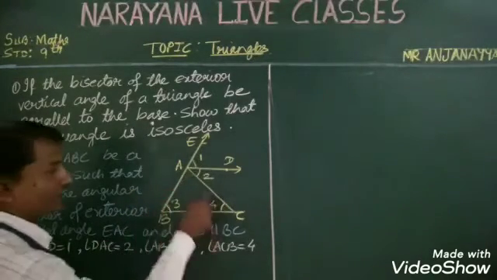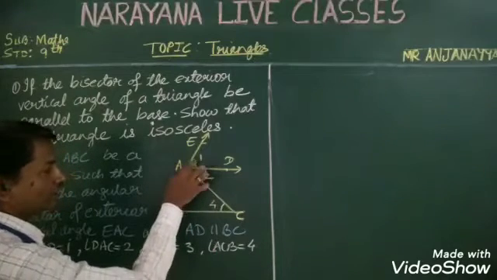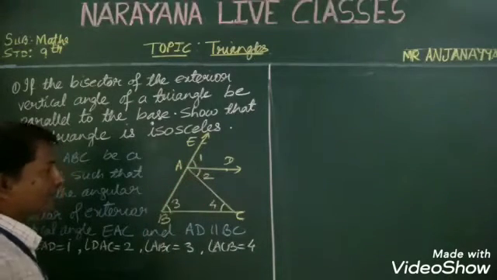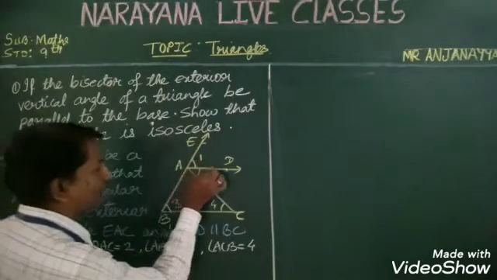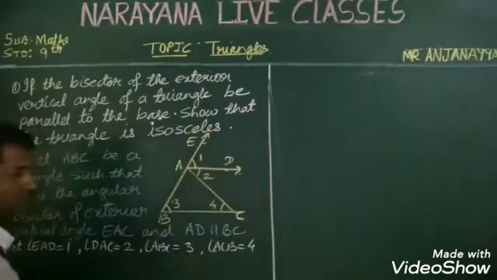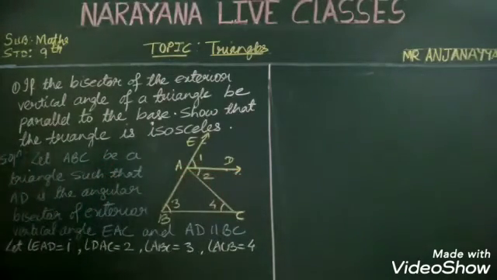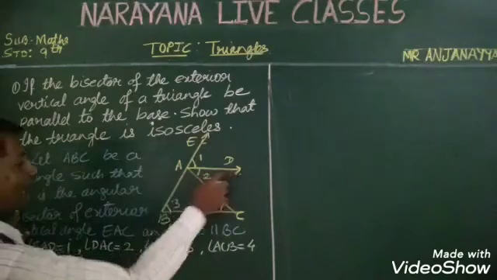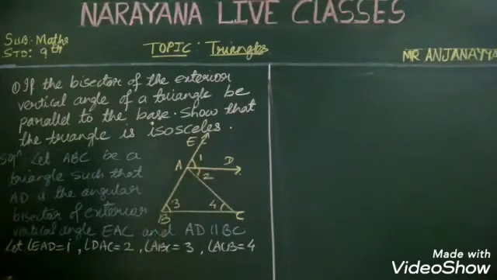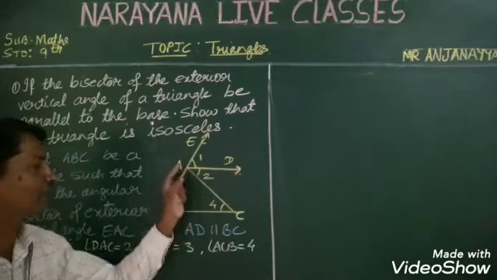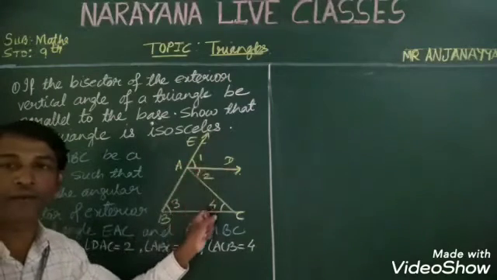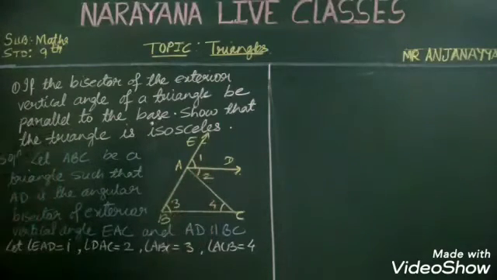So there is a triangle. In this triangle, I know this is an exterior angle, correct? And to this exterior angle there is a bisector. So what I say? Let triangle ABC be a triangle such that AD is the angular bisector. And also they had given this angular bisector is parallel to BC. AD is parallel to BC.